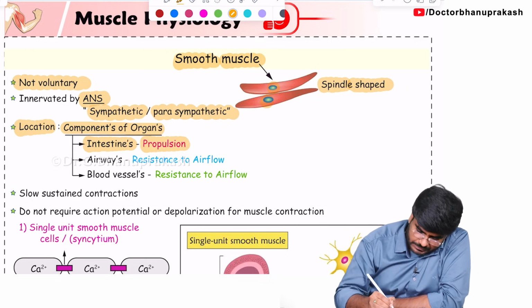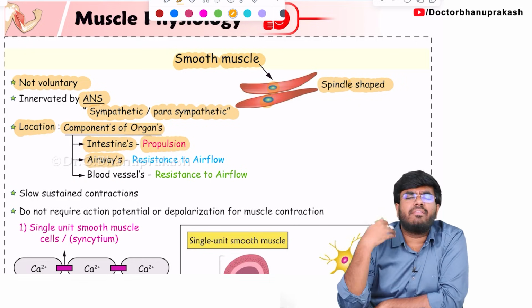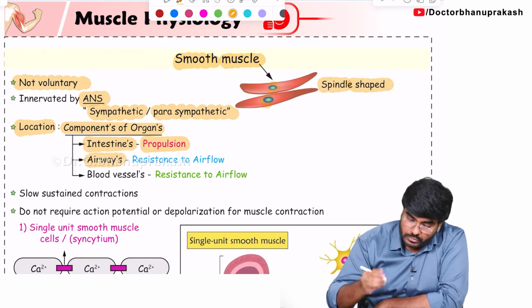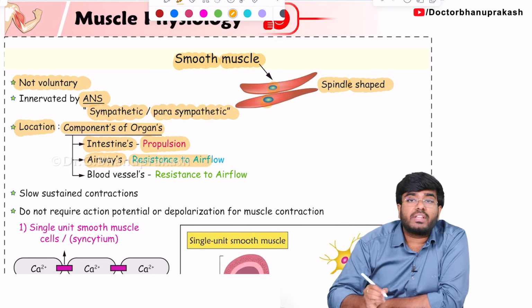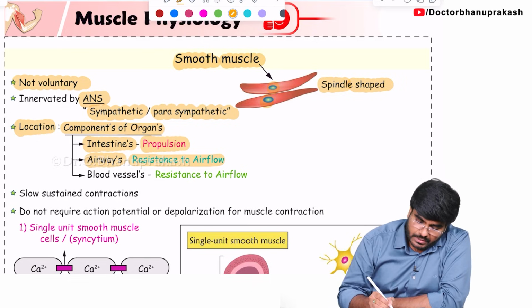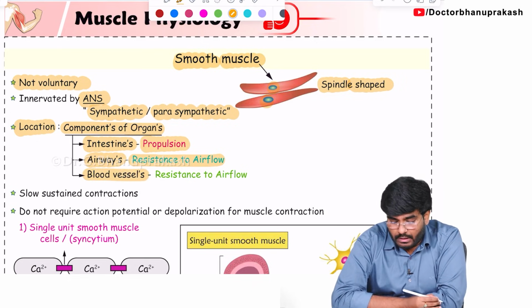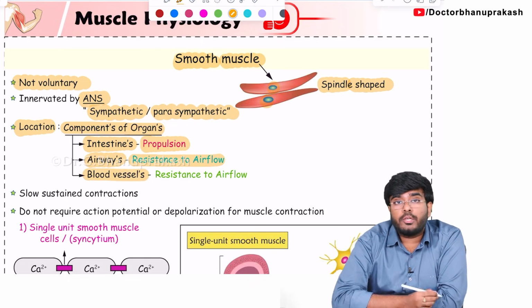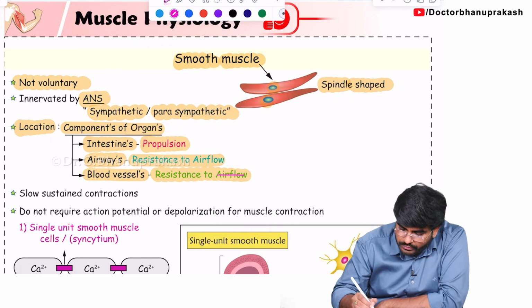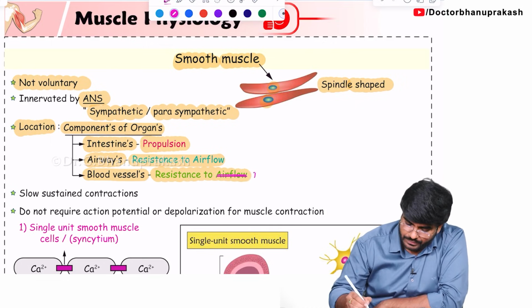Next, in our bronchi, in our airways, the smooth muscles are present. The smooth muscles can lead to bronchoconstriction and bronchodilation. So that is going to cause resistance for the flow of air. A severe bronchoconstriction can lead to asthma. Next, these smooth muscles are also present on our blood vessels. What is the role of smooth muscles on the blood vessels? They are going to give the resistance for the flow of blood, not the airflow, sorry. It's going to give the resistance for the flow of blood.